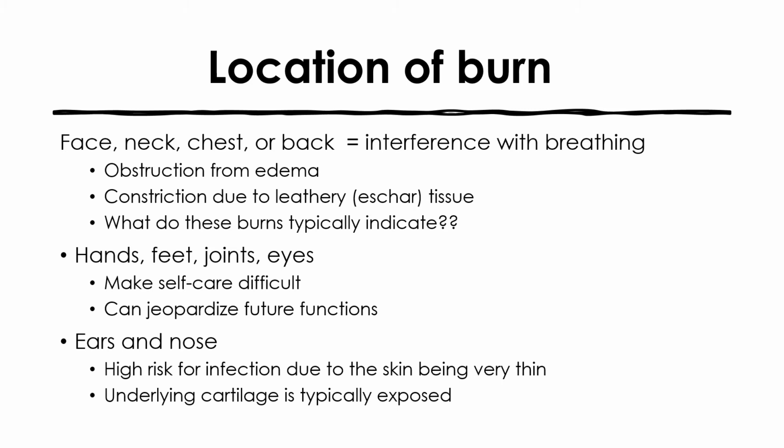And then again, remember we talked about the eschar, the leathery tissue. It tightens, okay? When we get a burn so severe, it becomes leathery. We have the eschar, and it becomes like a tourniquet almost. So we're going to have constriction to breathing. We're not going to have good chest expansion at all. We're going to have severe edema. And again, these burns typically indicate inhalation injury.